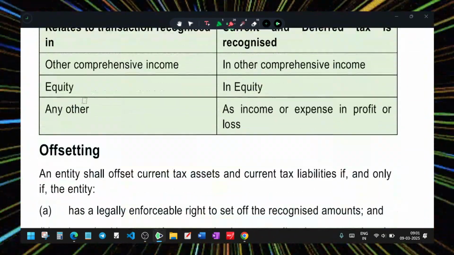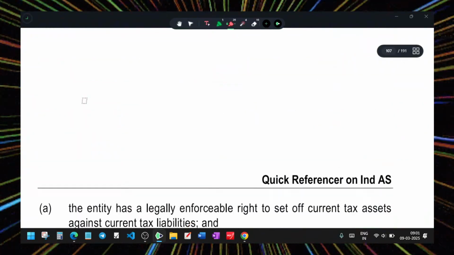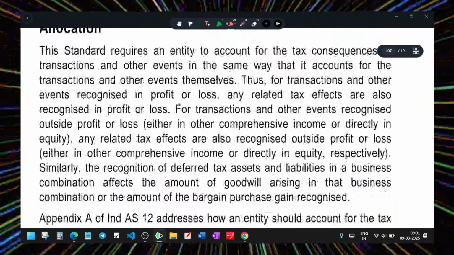Okay, how many pages is there? Offsetting, disclosure.